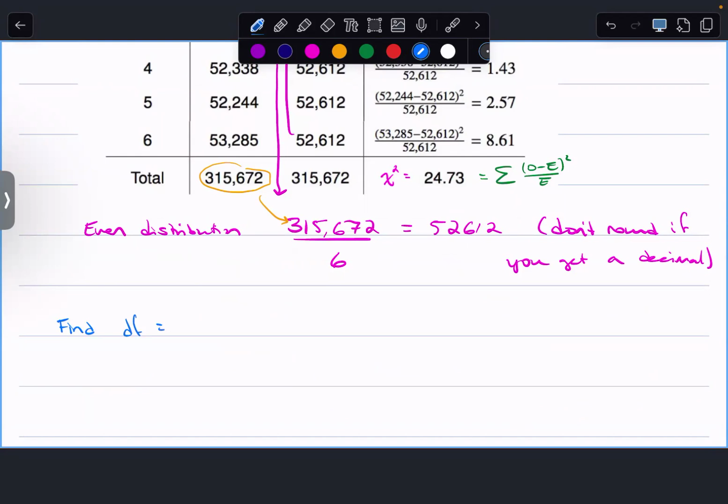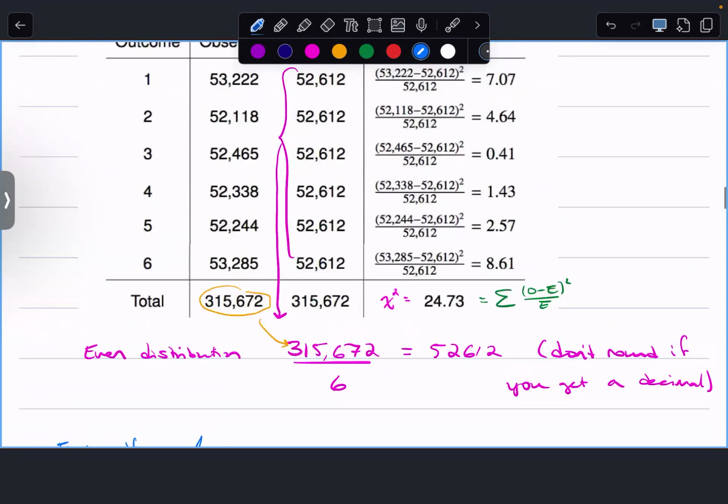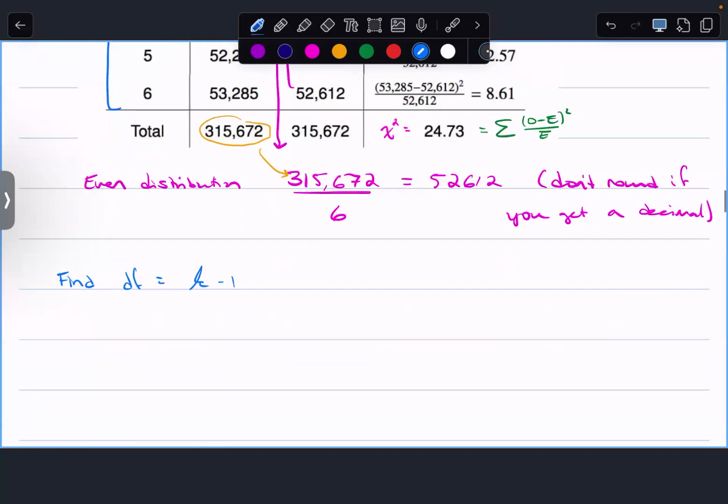Because I need the degrees of freedom to use the table. Whether I use the critical value approach or the p-value approach, it doesn't matter. I still need to know the degrees of freedom. The degrees of freedom from your formula sheet is k minus 1. In this case, I'm comparing k equal to 6 groups or categories. And so k is 6. So the degrees of freedom is 5. Convenient, because that's what I have on my mini table.